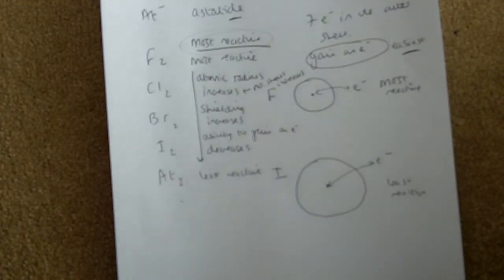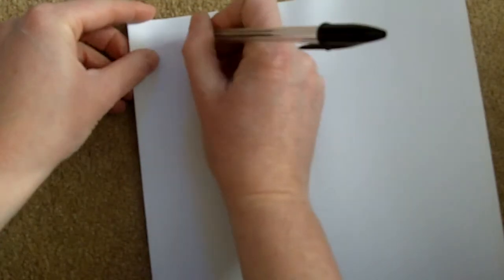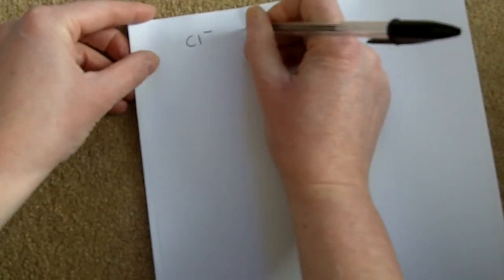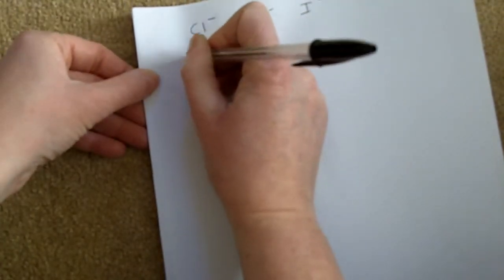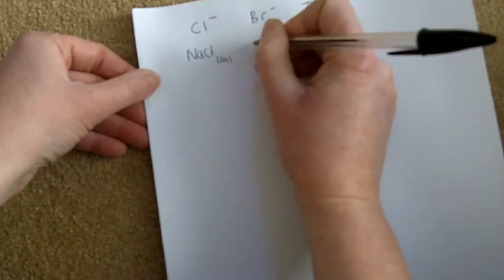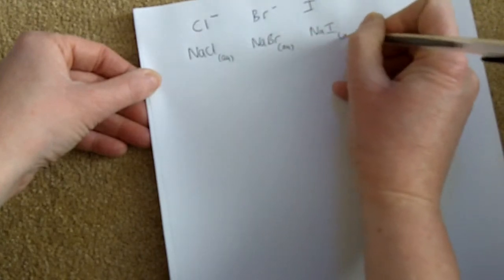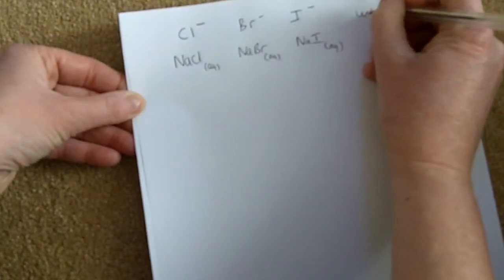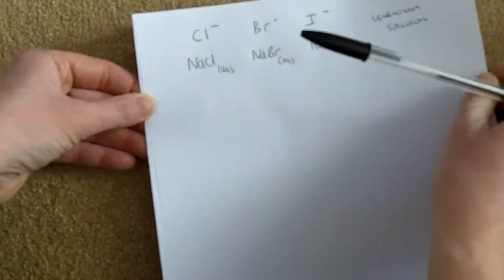Okay, final thing we're going to do before we finish the first part of group 7 is, if you have an unknown solution, but you do know it either contains chloride ions, bromide ions, or iodide ions. It might be sodium chloride in solution, sodium bromide in solution, or sodium iodide in solution. You don't know which one it is, and you have to test.